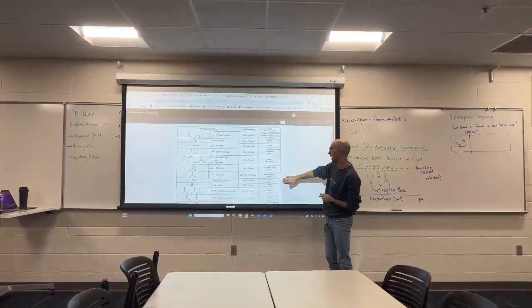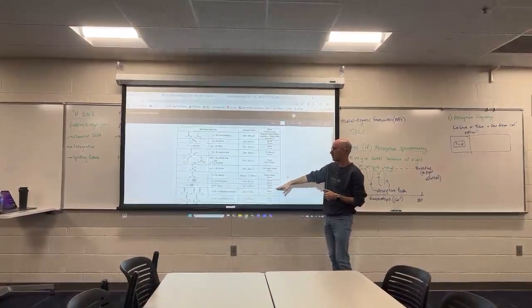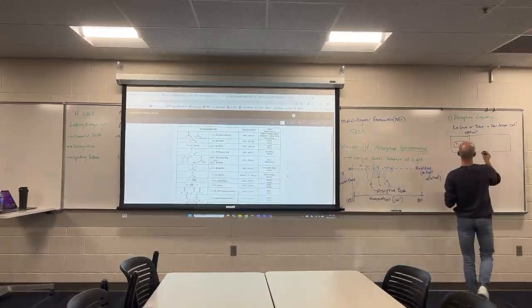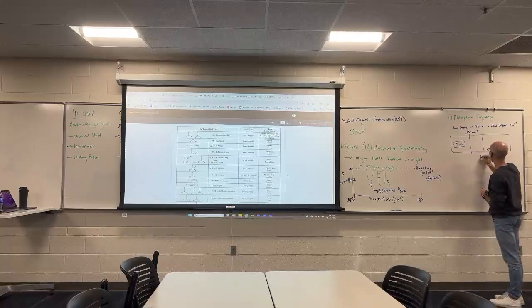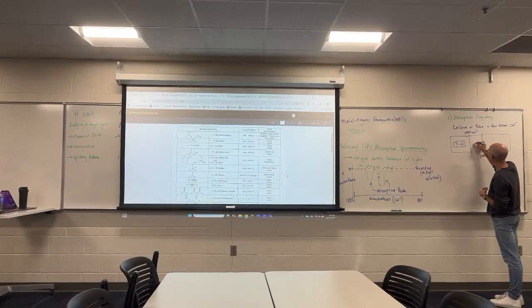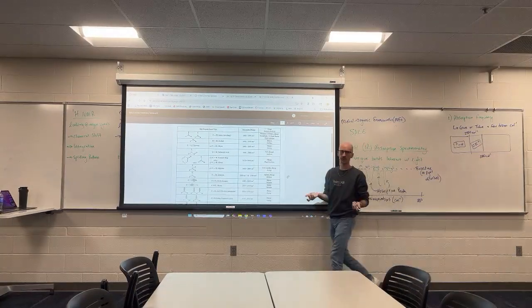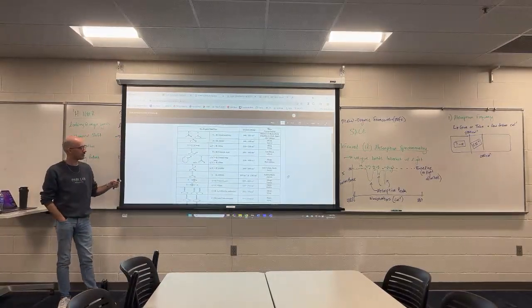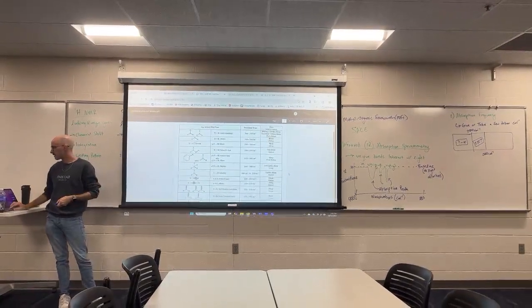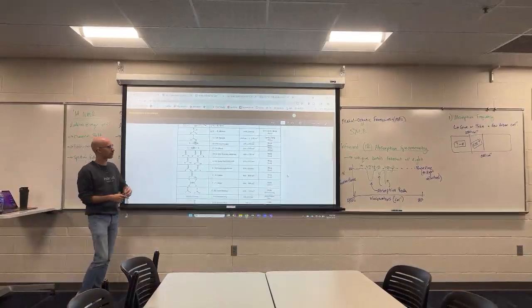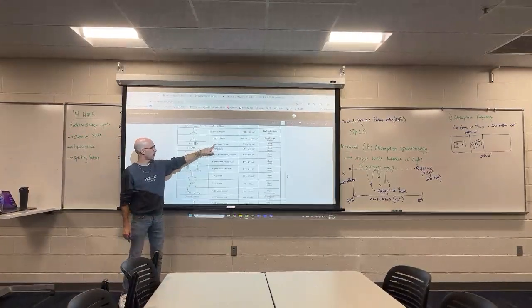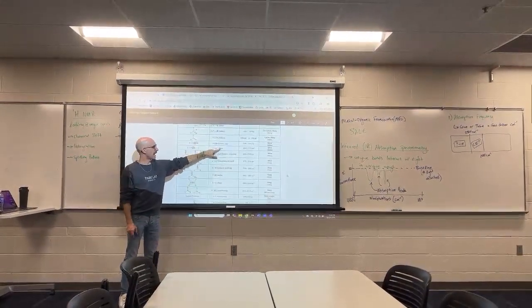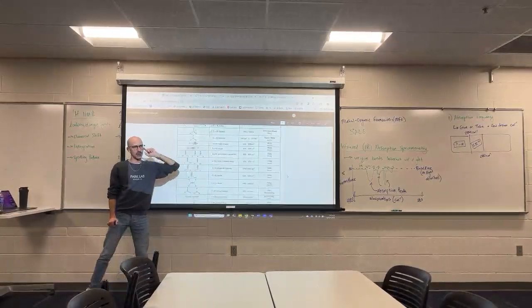From about 2,500 down to about 2,000 wave numbers, we see triple bonds. And there's really only two types of triple bonds that we'll come across in organic chemistry. That's the cyano or nitrile CN triple bond, or the alkyne CC triple bond.